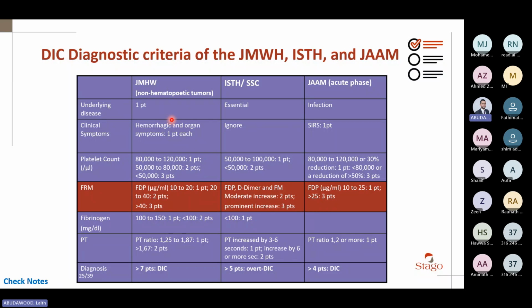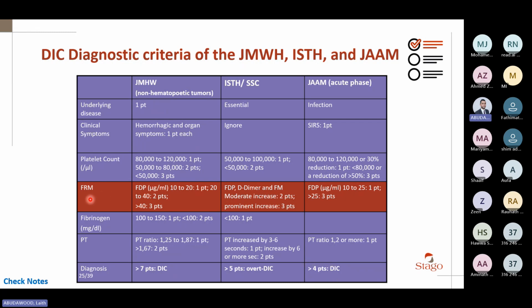So the criteria, for example, include, does the patient have an underlying disease that can predispose them to DIC? If yes, we say 1 point. Does the patient have clinical symptoms? So and so, yes, you take this many points. Platelet count is very low, you take 3 points. So at the end, if you have, for example, more than 7 points, to which FDP is contributing, we say you have DIC. More than 5 points for the ISTH criteria, you have something called overt DIC. For the Japanese criteria, if you have more than 4 points, you have DIC. So this is where the value of FDP is.